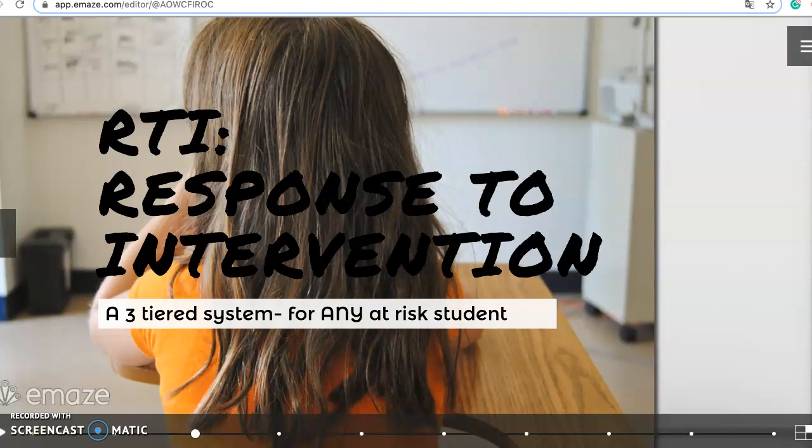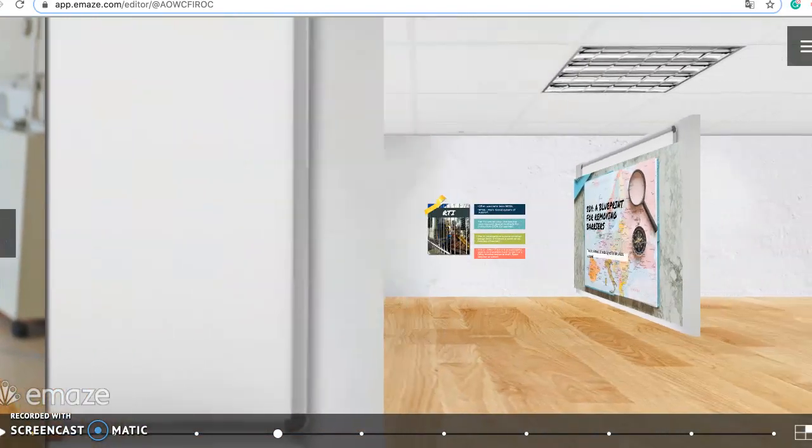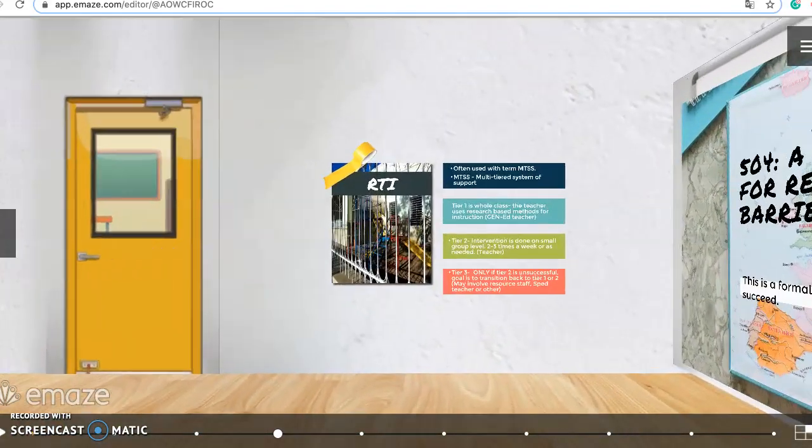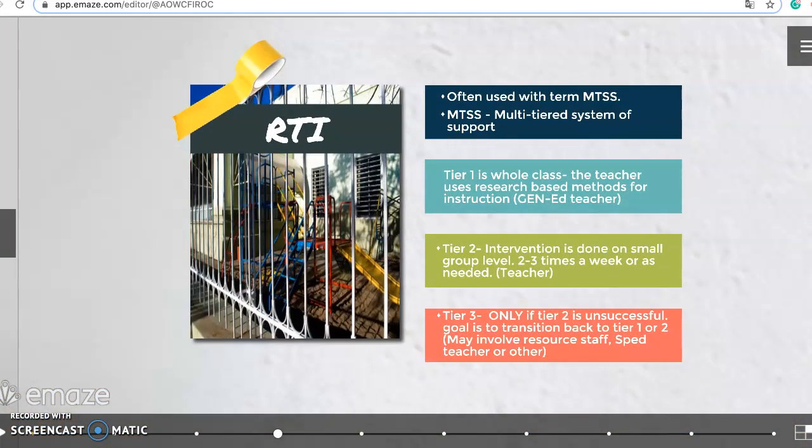So the first one we're going to start with is RTI, which stands for Response to Intervention. This RTI is a 3-tiered system for any at-risk student. And in this context, at-risk stands for at risk of failure. The RTI is often used with the term MTSS, which stands for Multi-Tiered System of Support, and this refers to the 3 tiers of the RTI system.